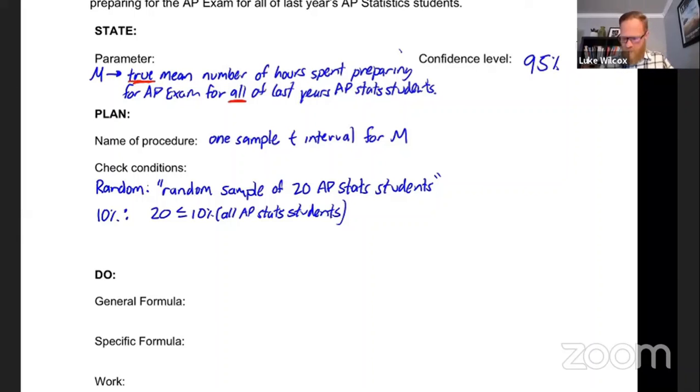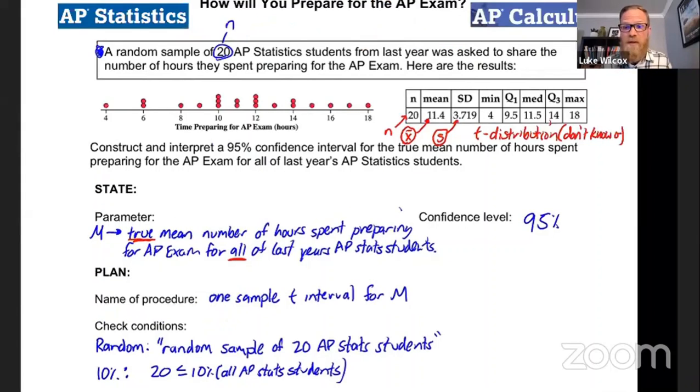And the third condition, which I'm going to call the normal or the large sample condition, is where we're checking to make sure the sampling distribution is approximately normal. And ideally, I'd like to have a big sample size of, say, 30 or more. But in this case, we do not. We only have a random sample of 20 students. So when your sample is smaller than 30, you have to look at the sample distribution to make sure that it appears like it could have come from a population distribution which is approximately normal. So specifically, you're looking for no strong skew and no outliers, which I think we see here definitely in the dot plot.